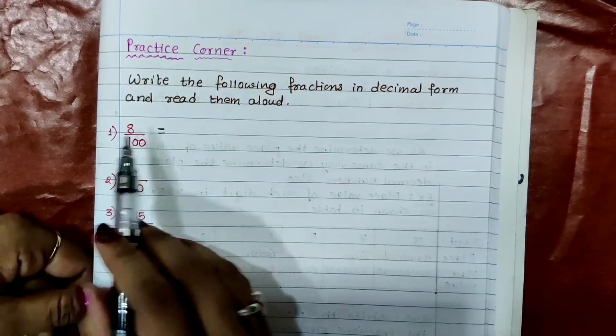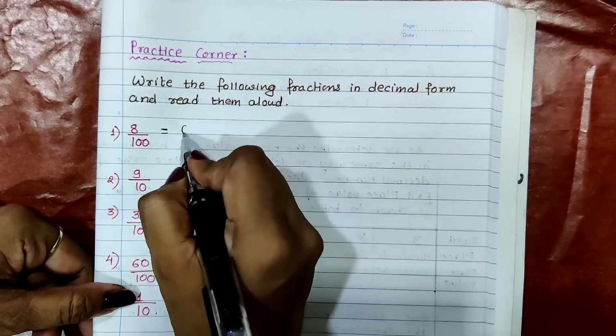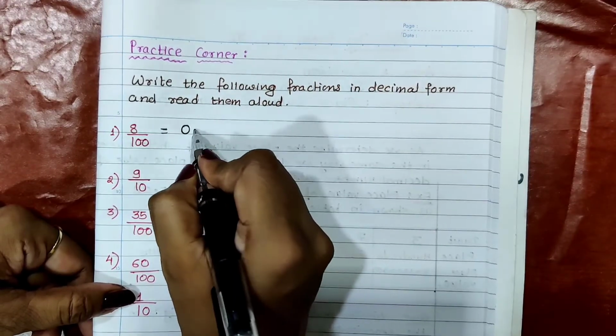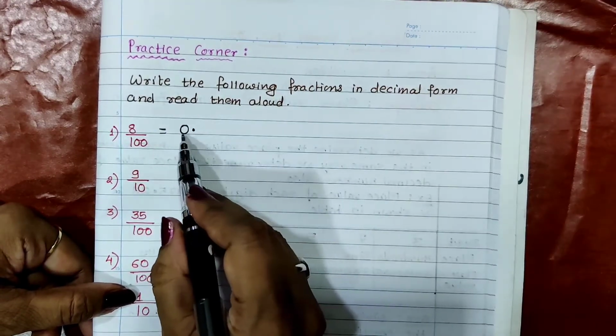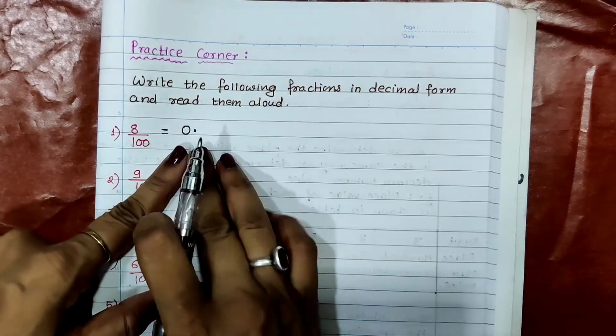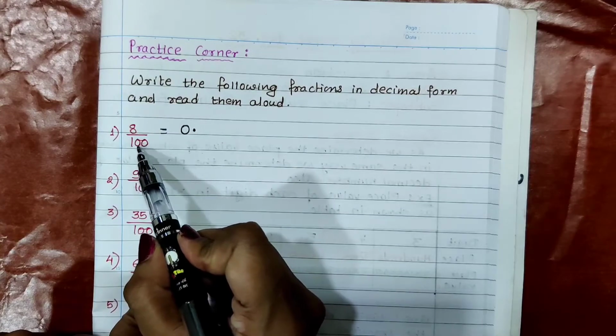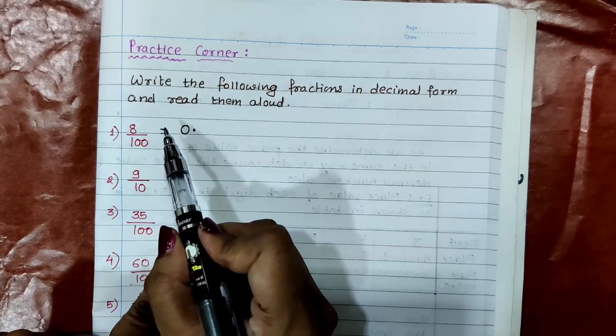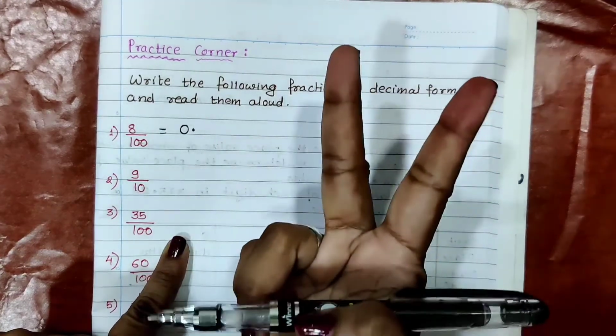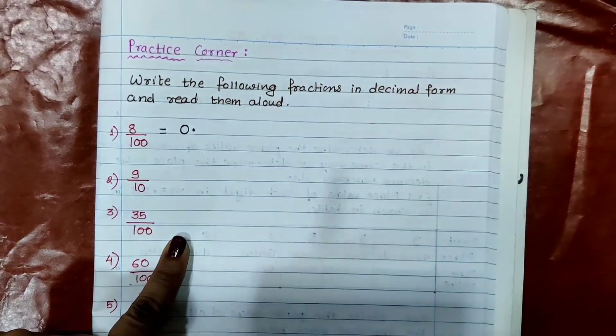So as integer is not there, on the left hand side we have to write 0. Okay, and then write point. So on the left hand side of point we have written 0. What should be written on the right hand side? See, here 2 zeros are there in the denominator. That's why we should have 2 digits on the right hand side of decimal point.